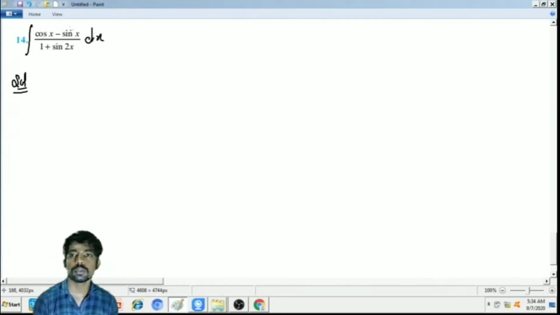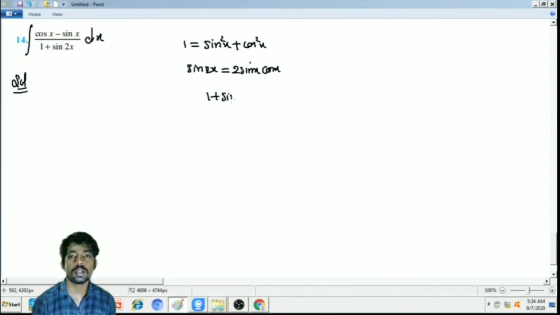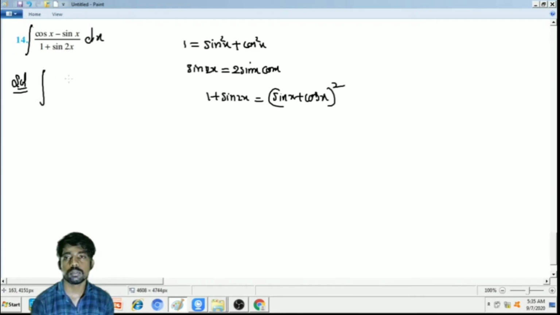We have this question, integration of (cos x minus sin x) by (1 plus sin 2x) dx. Here 1 can be written as sin square x plus cos square x, and sin 2x can be written as 2 sin x cos x. If I add up 1 plus sin 2x, a square plus b square plus 2ab, that means (sin x plus cos x) whole square I can write it. So the integral of (cos x minus sin x) by (sin x plus cos x) whole square dx.